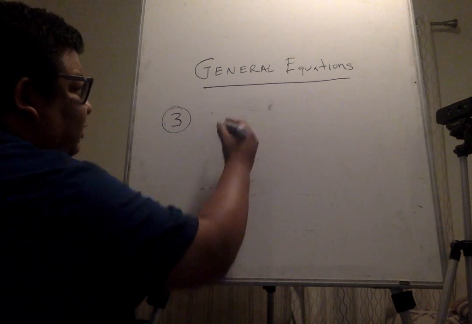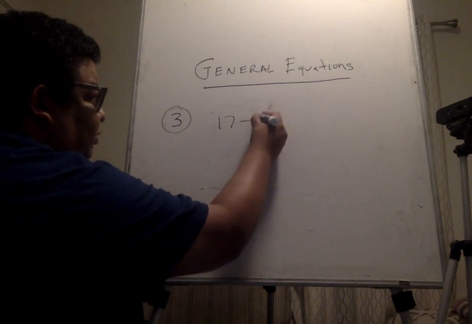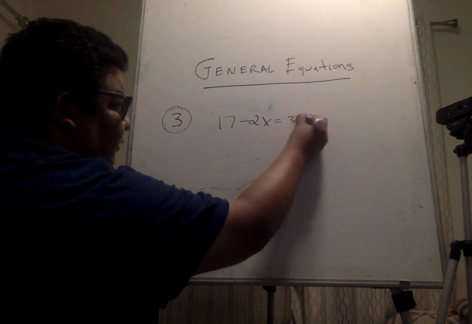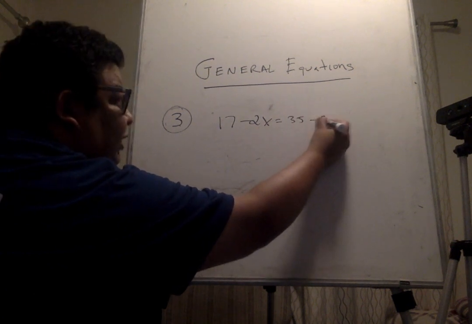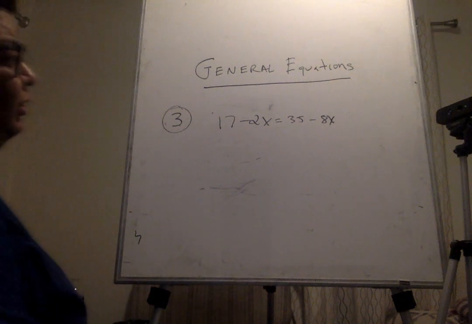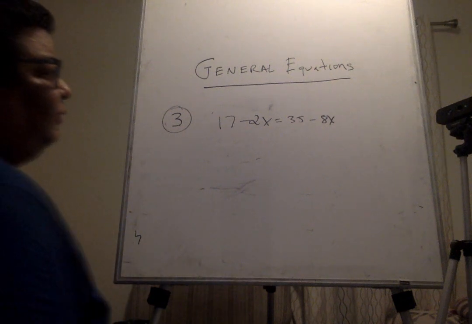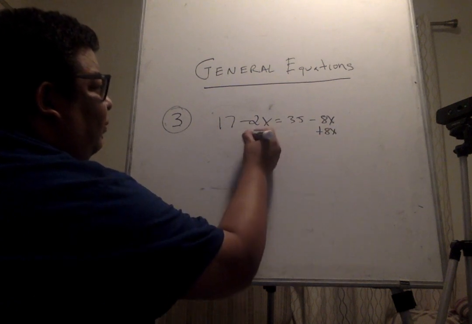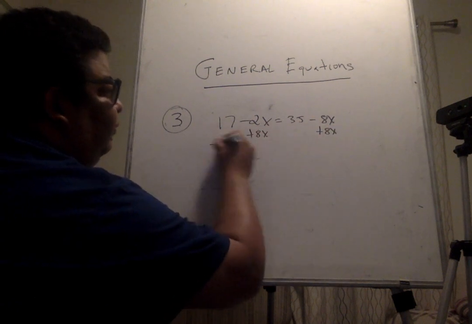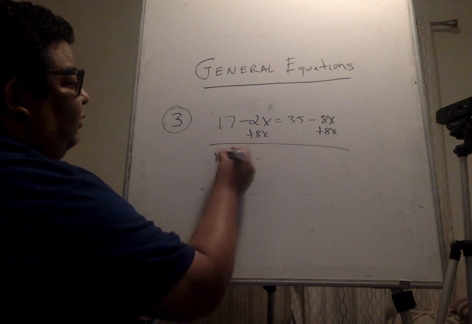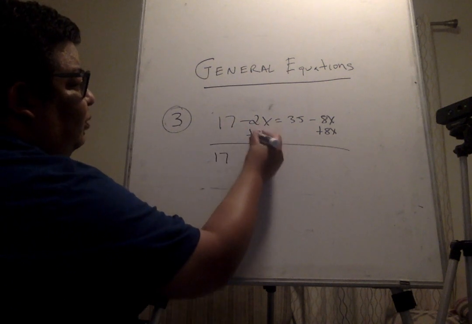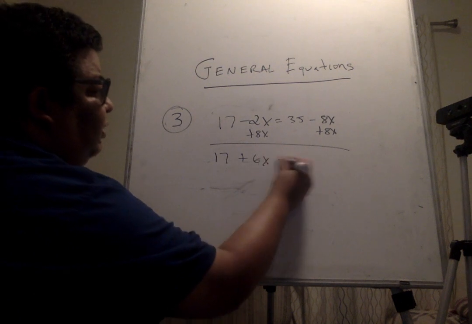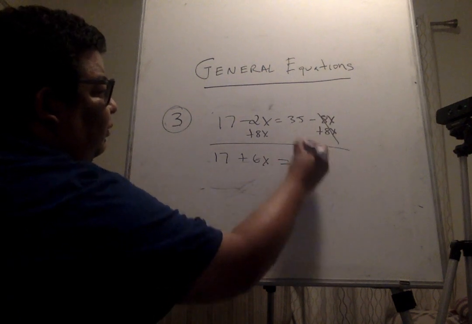Problem number 3 says that 17 minus 2x equals 35 minus 8x. Let's do a similar technique as the previous problem. Let's move the 8x to the other side by making it positive. So negative 2 plus 8 is positive 6x equals, this cancels, so we're left with 35.